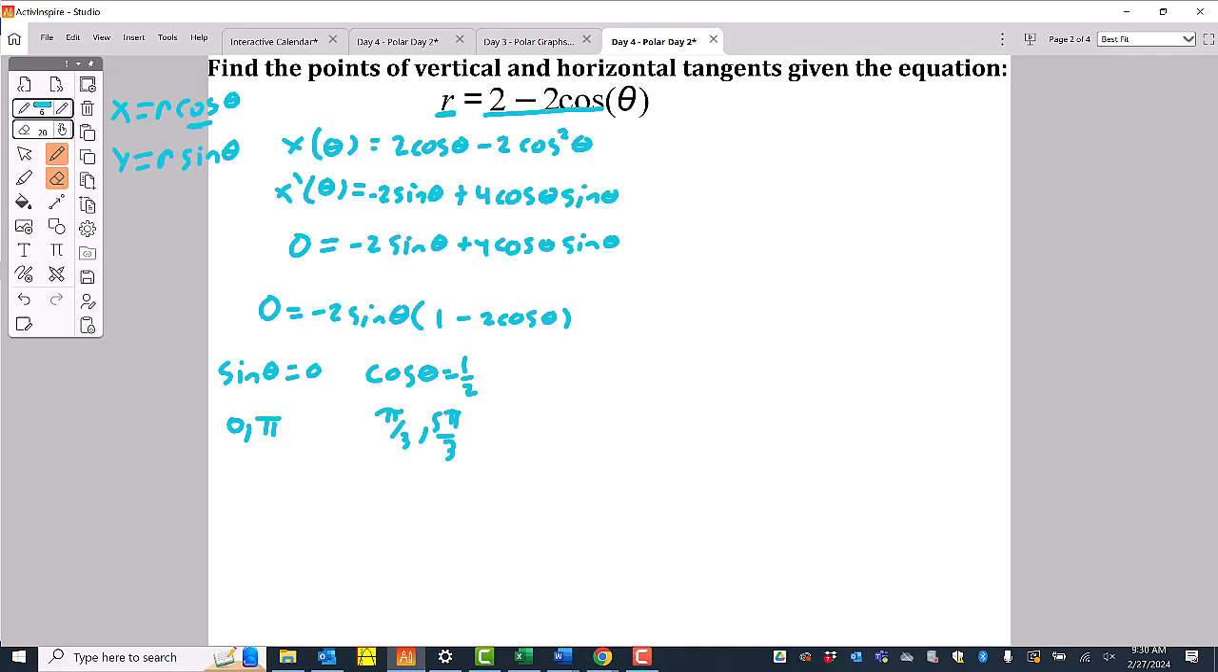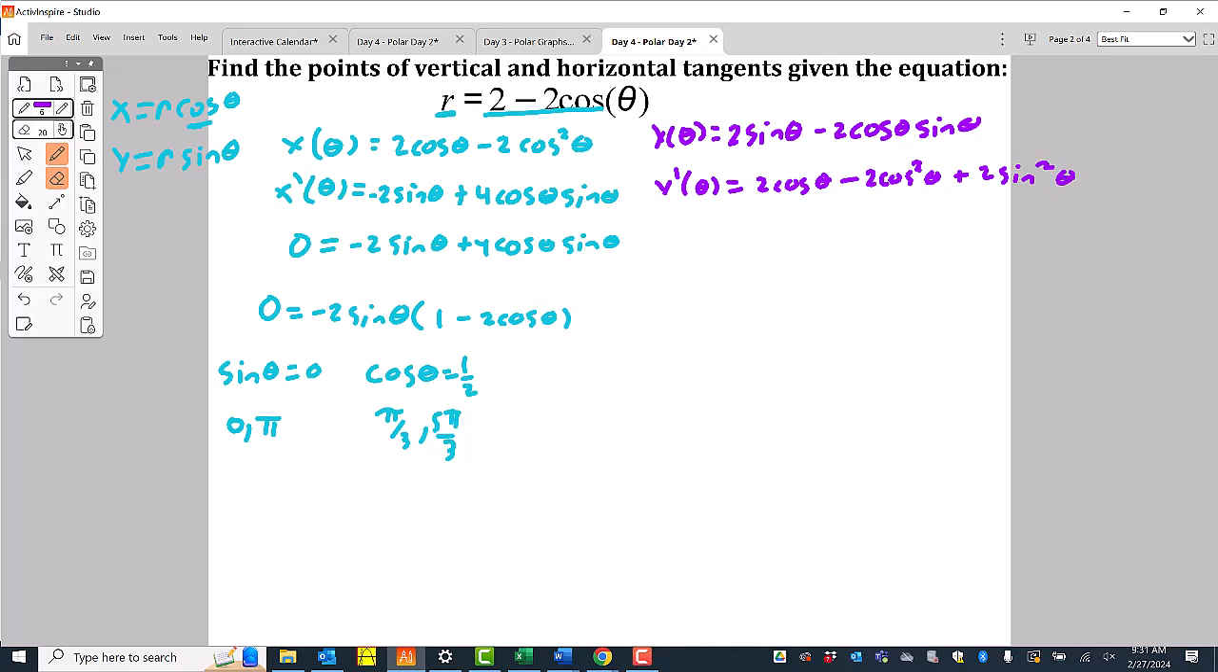Now we can't say for sure what tangencies these are until we check y as well, because remember, if both of them share a tangency, it's a point of rest. So let's do it in different colors for the y. Y of theta is equal to r sine theta, so we have 2 sine theta minus 2 cosine theta sine theta. Take the derivative. It's going to be 2 cosine theta, and then we're going to have to do product rule for the second part. So negative 2 cosine squared theta plus 2 sine squared theta.